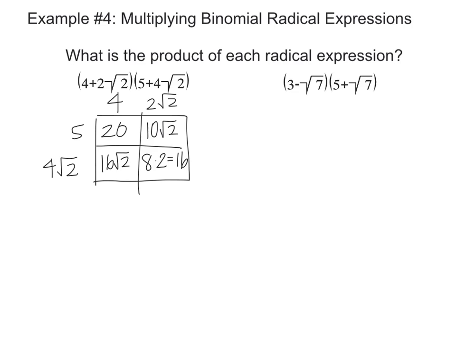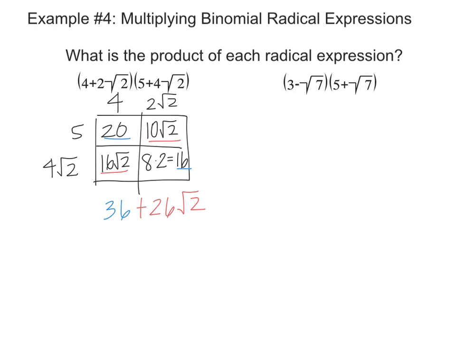All right, with that being said, both diagonals then are like terms. So 10 square root of 2, let's do the whole number first. So 20 and 16 will give us 36. And our radicals, 10 square root of 2 and 16 square root of 2 will give us 26 square root of 2. And it doesn't matter which order you write them in.